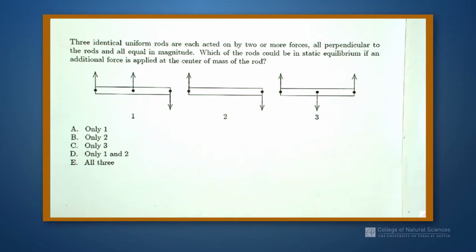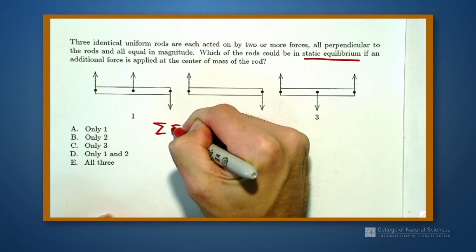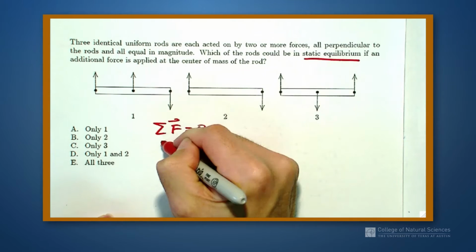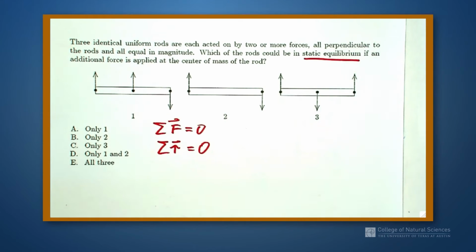Okay, so what does it mean to be in static equilibrium? Well, static equilibrium means that our net force has to be equal to 0, and our net torque has to be equal to 0. So I'm going to look at these cases and see if any of them work.